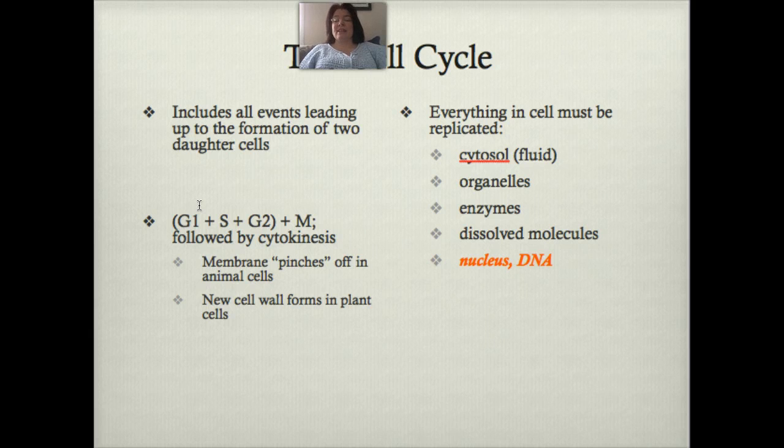Remember too that cytokinesis is the physical process that pinches off and splits the parent cell into two daughter cells. That is a visible thing occurring inside an animal cell. It's harder to see cytokinesis in a plant cell because instead of having a pinching off event, new cell wall will be laid down. And that one's not quite as easy to see.